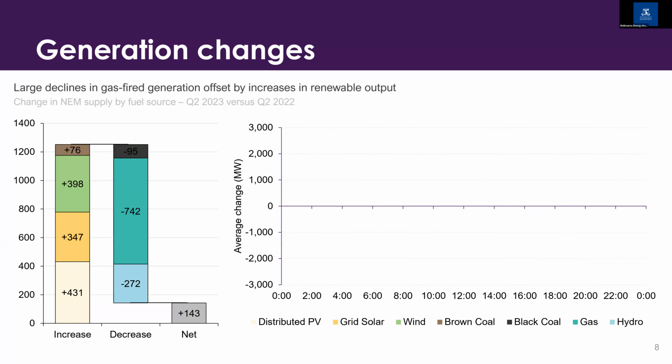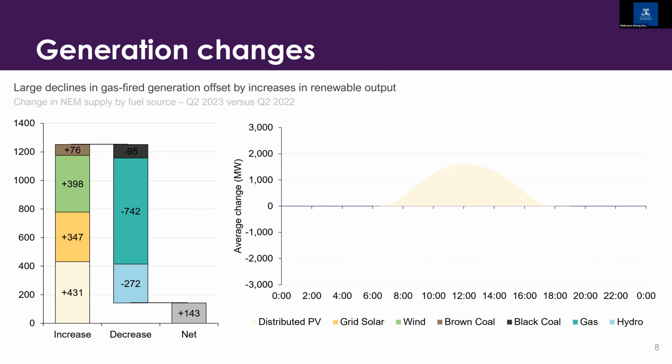So that's demand changes. So if we flip now to look at the changes that made up that on the generation side, the changes that happened from Q2 22 to Q2 23, what I've got here is the chart on the left showing the increases by fuel type and then the decreases by fuel type, resulting in a net increase in generation by fuel type of around 143. So it's effectively the increase in underlying demand. But I'll go through the fuel sources one by one on this slide, and then in the following slides, I'll discuss some of the fuels in more detail. So the chart on the right, we'll just take it step by step.